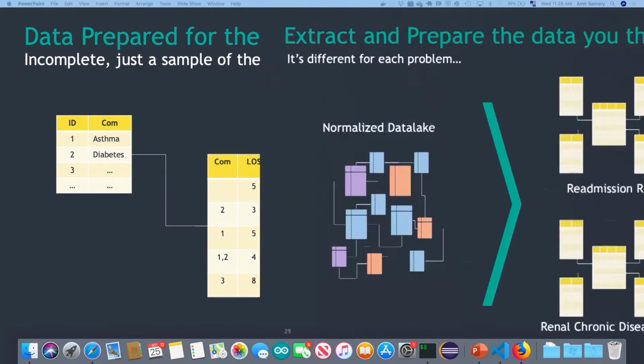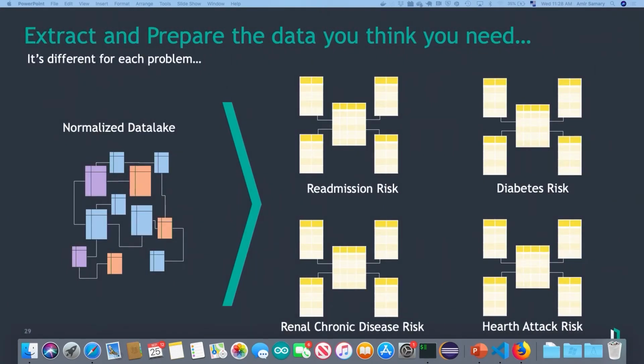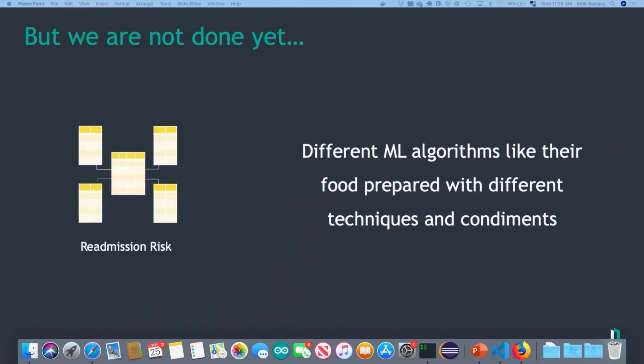And again, every problem will have a different aggregation. If you are trying to predict diabetes risk, it's a different aggregation. It's different features. You need to put the data together in some other format. Renal chronic disease, heart attack, whatever you're trying to predict, you aggregate the data differently. So different algorithms, well, we're not done yet.